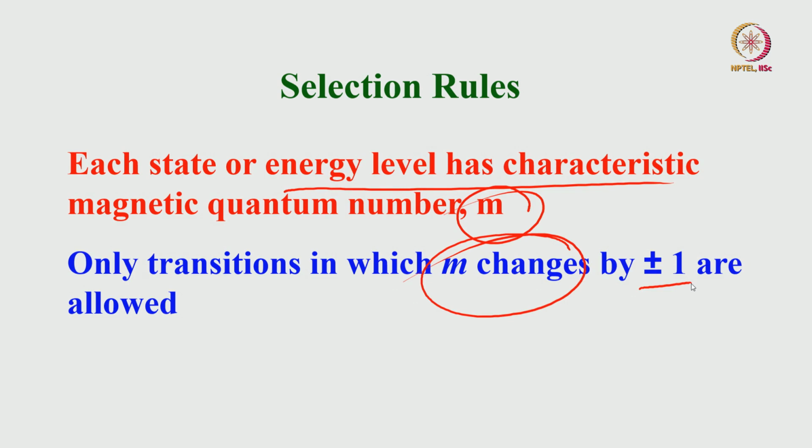Anything apart from plus 1 or minus 1 is not allowed. You understand? The selection rule is that the change in the magnetic quantum number between any two energy states should be either plus 1 or minus 1. They are called allowed transitions in NMR. All other transitions apart from plus 1 or minus 1 are called forbidden transitions.